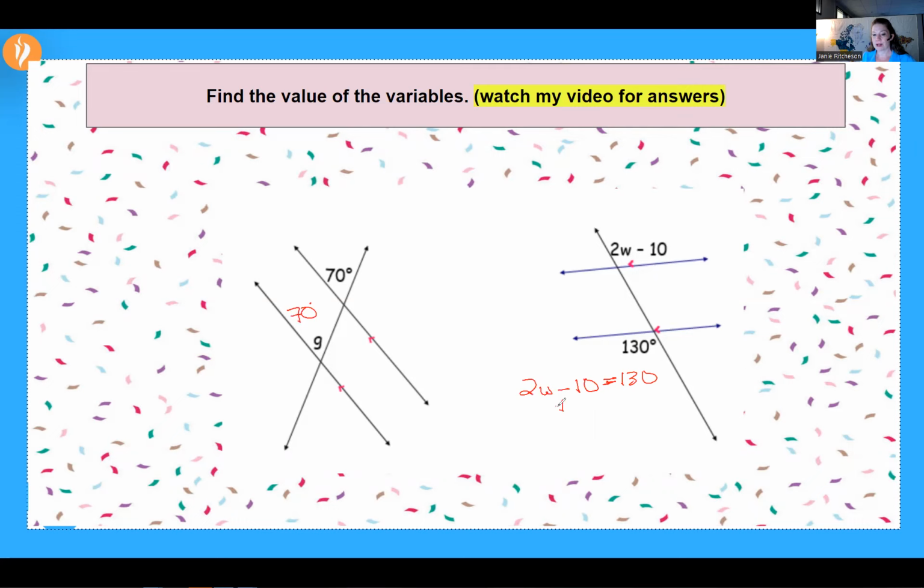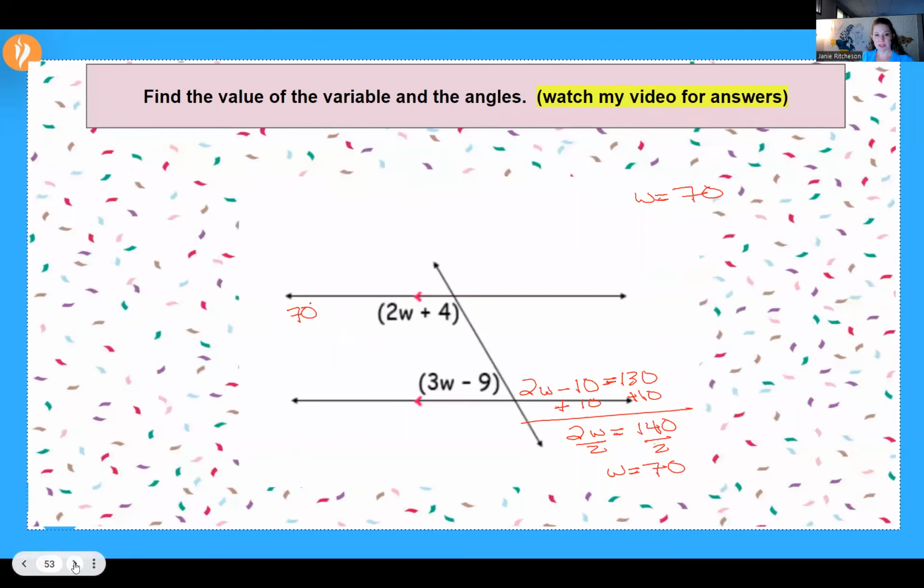All right, so we're going to add 10 to both sides. So we get 2w is equal to 140. And then to solve for w, I divide both sides by 2. So that tells me the value of w is 70. And if I plug in 70 right here, I'm going to get 130 altogether. The measure of the angle is not 70 degrees, but the value of w is.